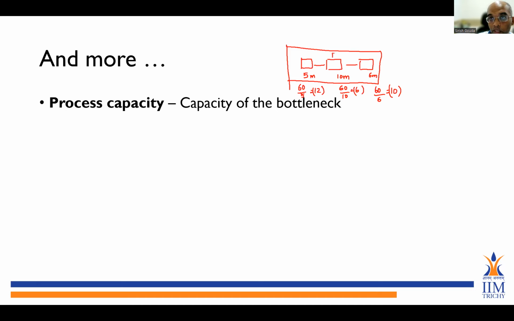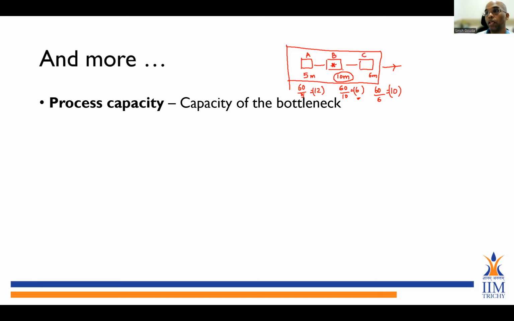Now, as you can clearly see over here, activity B is our bottleneck because this has the highest amount of processing time and the lowest capacity, right? Now, the definition that is given over here indicates that the process capacity, the capacity at which the entire process can churn out the output, is going to be only dependent on B, which is the bottleneck.